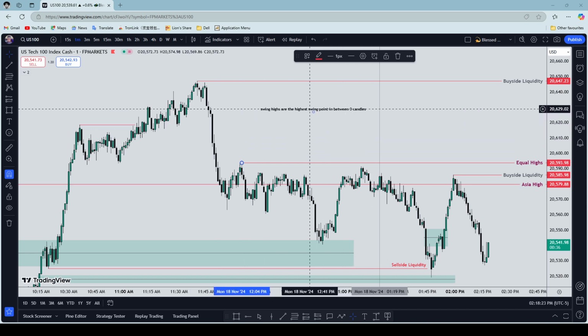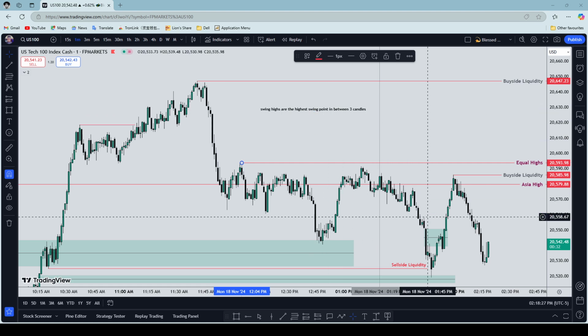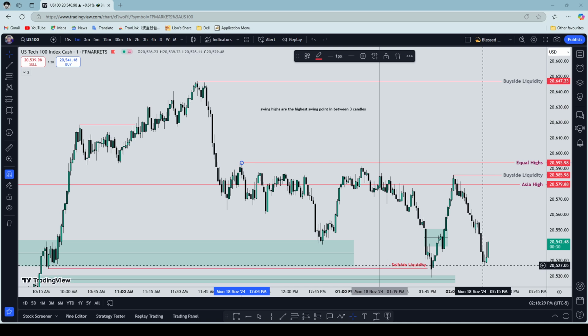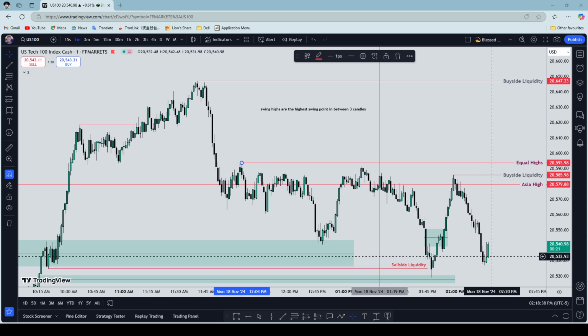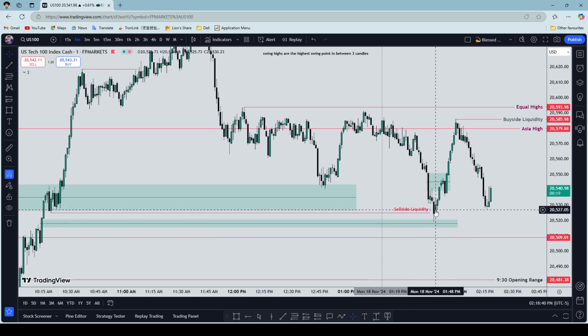So here I wrote, swing highs are the highest swing points in between three candles. The same thing also goes for a swing low. Swing lows are the lowest swing point in between one, two, three candles. If you look at this place here, this one, two, and three, this is the lowest swing point here, right here. So this is a swing low.